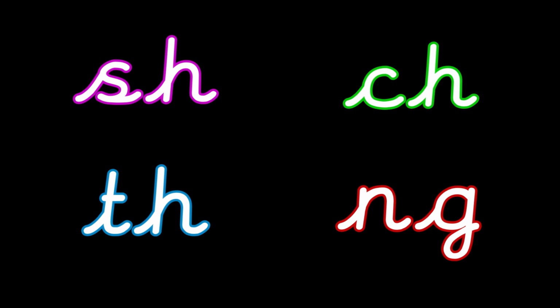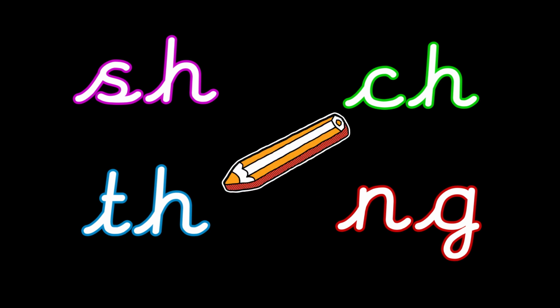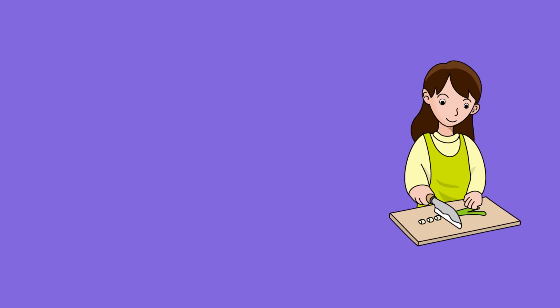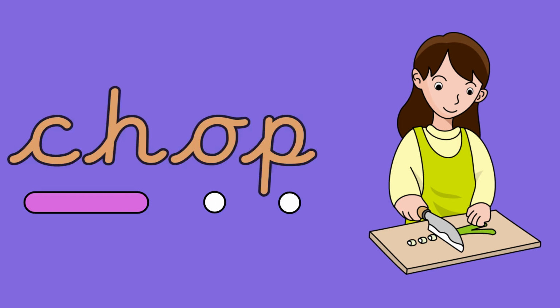The next word is chop. Chop. What sound can you hear in the word chop? Is it sh, ch, f, ng? Write it down. The word chop begins with a ch, ch, a, p, chop. You're doing great if you got that one too.